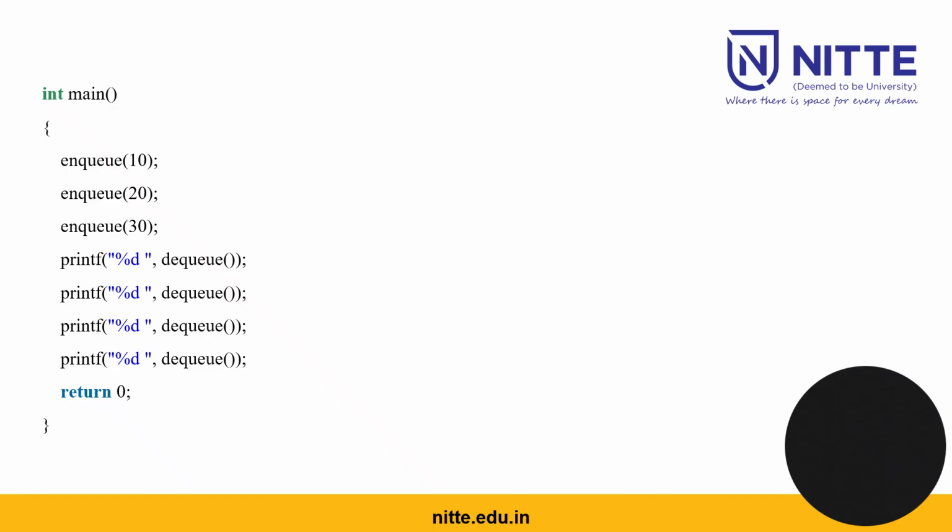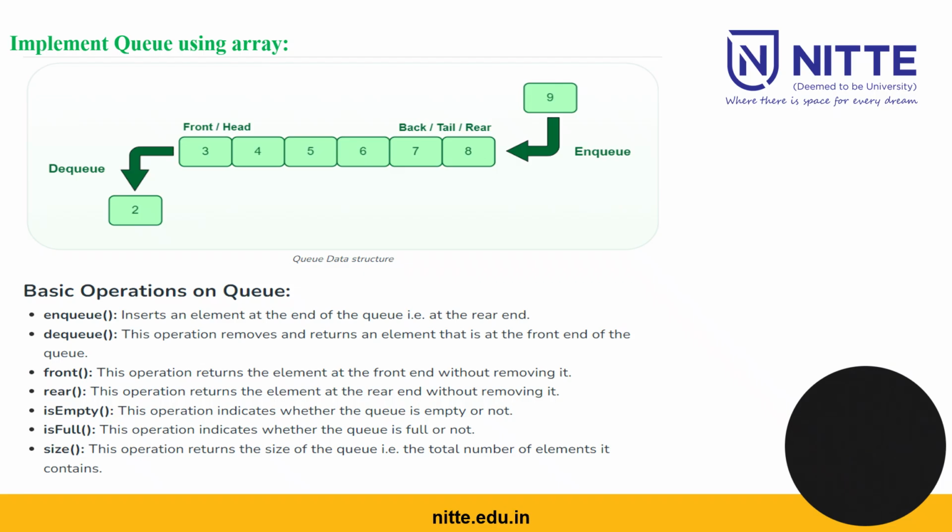Now we will write int main. enqueue 10, 10 will be inserted, enqueue 20, enqueue 30. So 10, 20, 30 are enqueued into the queue respectively. Then we will dequeue them and print the dequeued value. So printf %d dequeue. Which one will be dequeued first? Which has been inserted first? 10. Next we will dequeue 20. Then we will dequeue 30. So the fourth time it goes for dequeuing, only 3 elements are there, so it will give an error there.